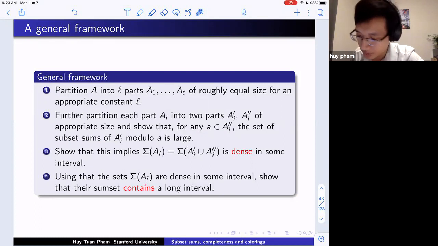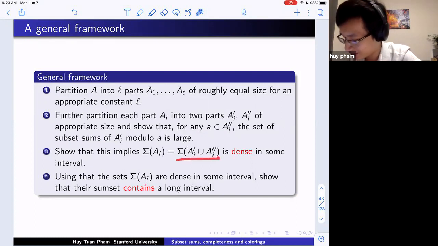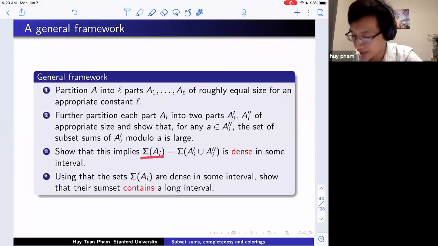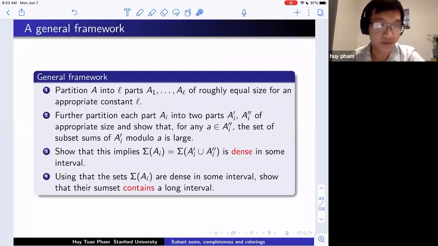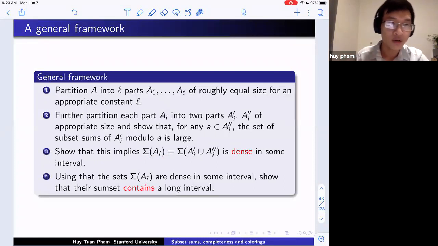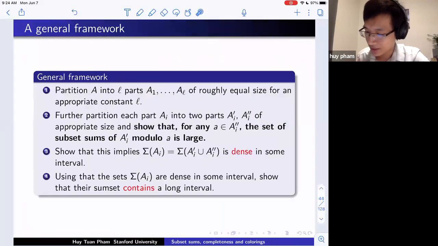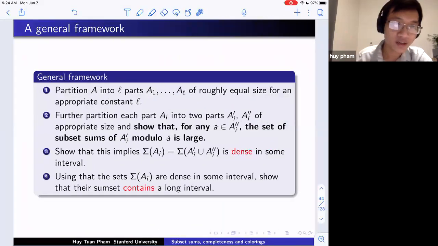And in the third step, we'll use the conclusion of the second step to show that sigma of A_i, which is sigma of A_i prime and A_i prime prime, and we'll see why we write it this way, has large size, and in particular, it is dense in some interval. And in the final step, we'll use the conclusion of the third step. So now we have L sets, sigma of A_i, which are all dense in some interval, and we'll now sum them up and use a result to show that once we sum dense subsets of intervals, the sum set will contain a long interval. So if we piece together those 4 steps, we have been able to show that sigma of A contains a long interval. So the crucial step in this framework is the second step, and it has to be tailored to each application.